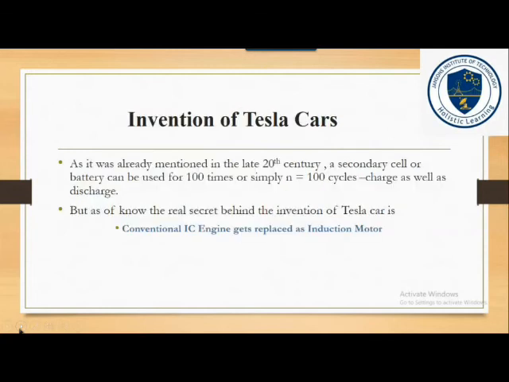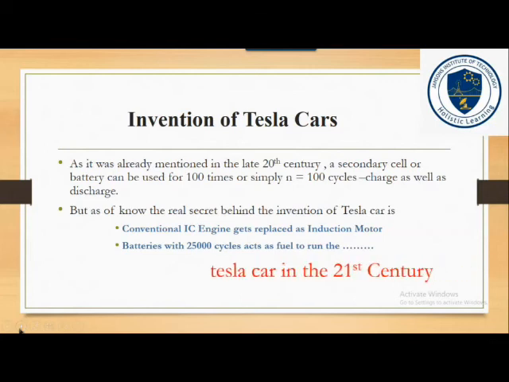Now, a wonder happens behind the invention of Tesla cars. So far, we have discussed the application of batteries in mobile phones, but researchers worked to make a battery act as a fuel to run the car. With batteries that last up to 25,000 cycles, or simply 25 years without replacement, we can run automobiles. So that was the secret behind the invention of the Tesla car in the 21st century.